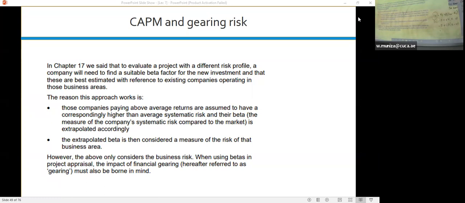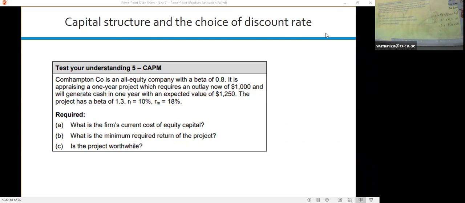Students, what is beta basically? They are telling you, in chapter 17, we said to evaluate a project with different risk profiles, a company will need to find a suitable beta factor. This is the beta factor which you are including. What is that beta factor basically? That tells us about the financial and operational gearings of the companies. So we can take this beta from the market, or it can be relevant to the company itself. Like in the previous question, students, that beta was related to the company itself. So in order to calculate the current cost of capital, we had used the beta of that company. It is telling us the risk of that particular company, how much operational and financial gearing is there.